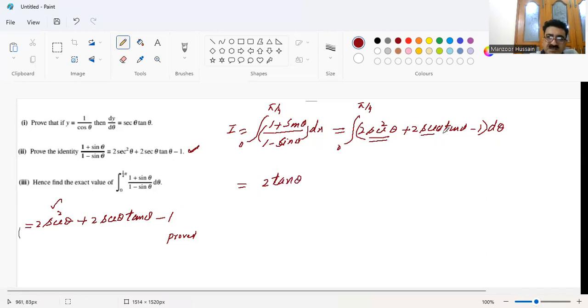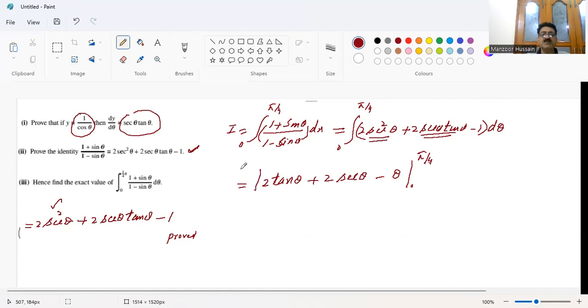And you know secant x into tangent x is actually the derivative of 1 by cos, or you can say its integration is 1 by cos. So I can write the integration of this as 1 by cos, or you can write it as a secant, and minus the integration of 1 is theta. Write the limits 0 to pi by 4.